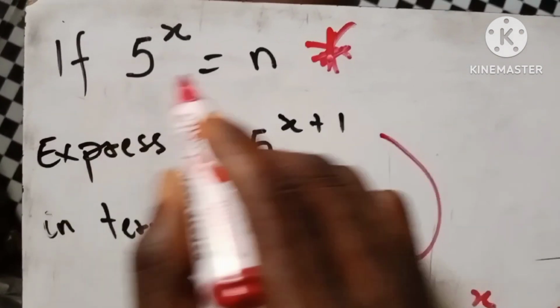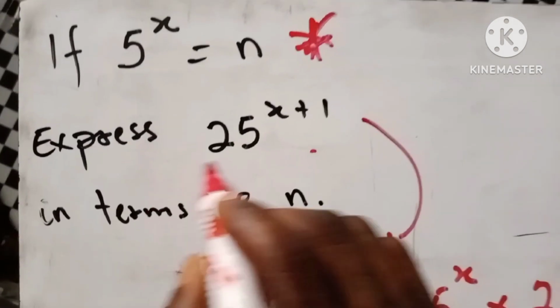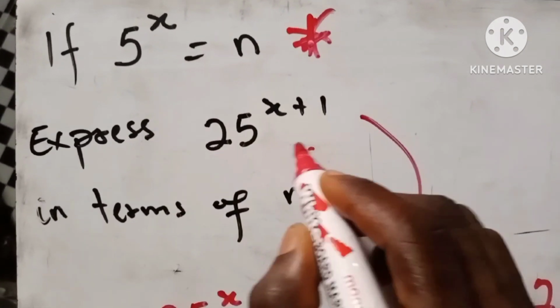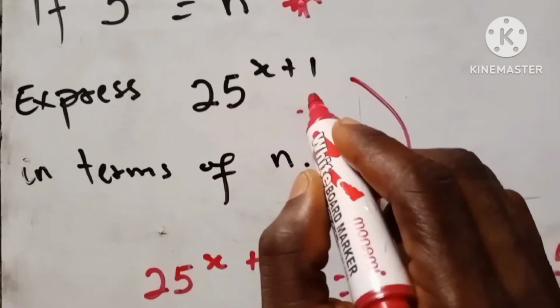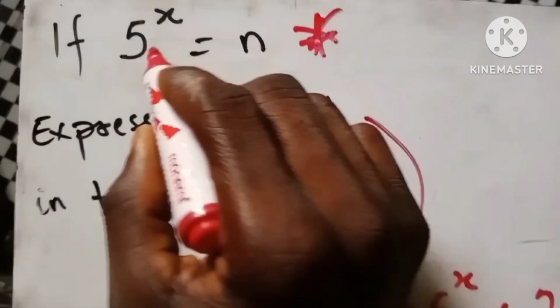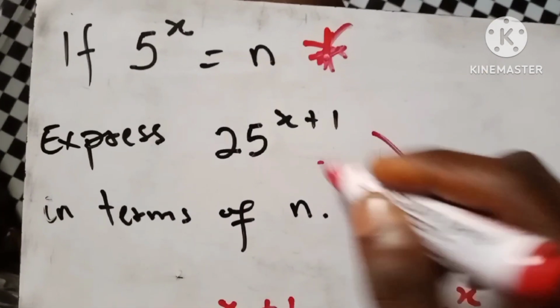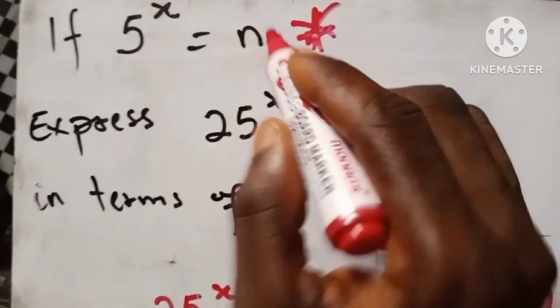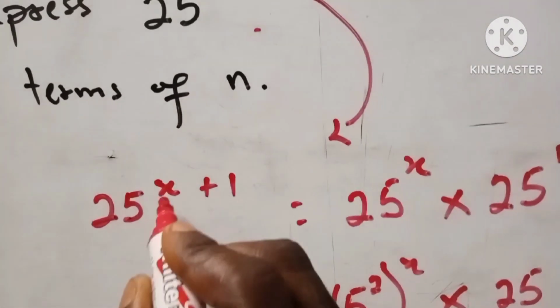So don't start with the "if", or maybe given that, don't start with that one. Your starting point should be the next one here, right? So this is what we have here. Now you have to express this in such a way that you are going to find this 5 exponent s somewhere in your solution, so that you can easily replace that by n.